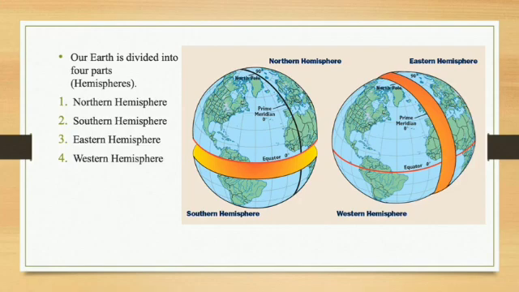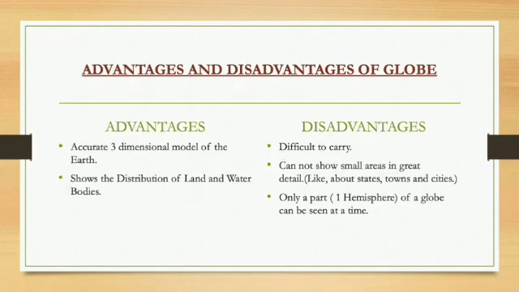Our earth is divided into 4 hemispheres: northern hemisphere, southern hemisphere, eastern hemisphere and western hemisphere. In picture you can clearly see all the hemispheres are divided in their different parts. Now we discuss the advantages and disadvantages of globe. What are the advantages? As the globe shows the accurate three-dimensional model of the earth. It shows the distribution of land and water bodies separately.